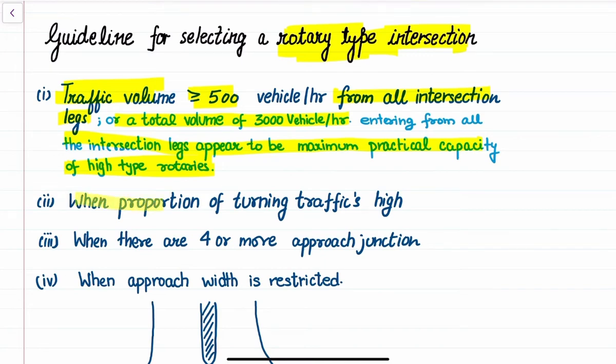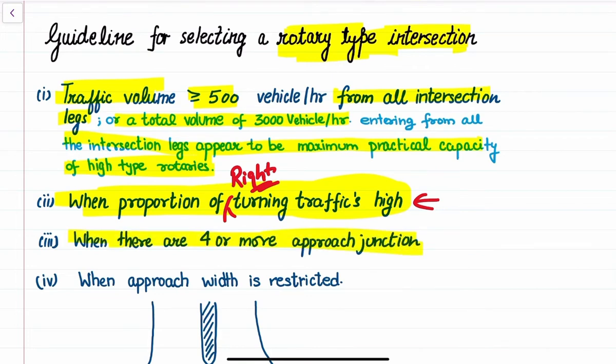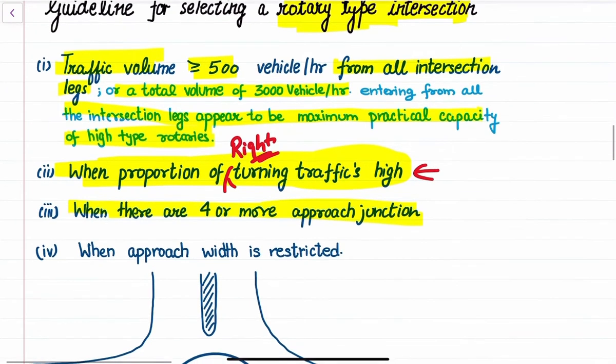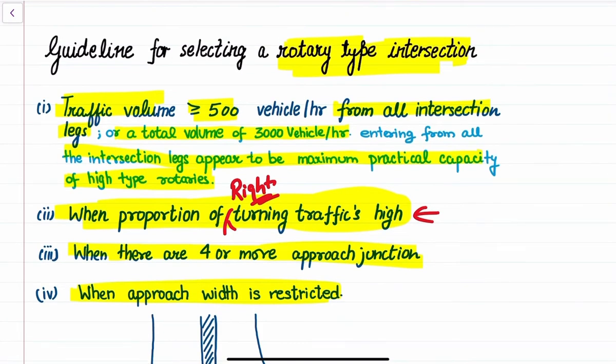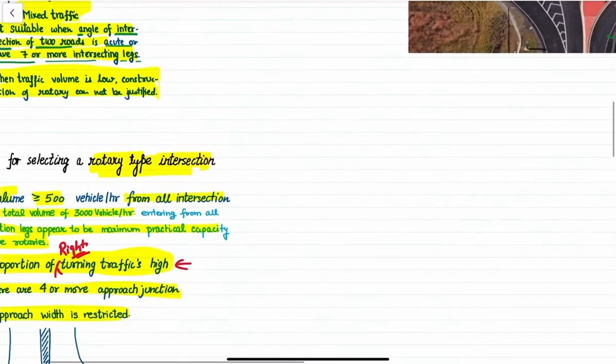In case an intersection has a higher amount of right turning traffic, or when the proportion of turning traffic is high, then we go for rotary construction. In case there are 4 or more approach junctions, again we go for rotary intersection. And when we have the approach width restricted, in that case we go for the construction of a rotary type intersection.